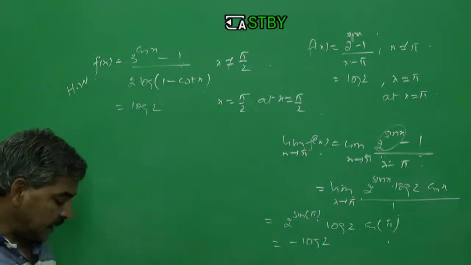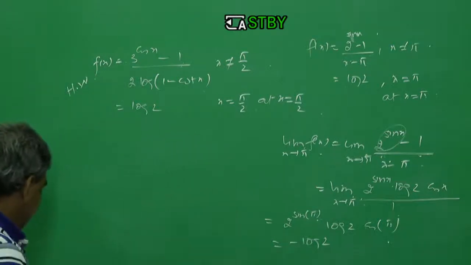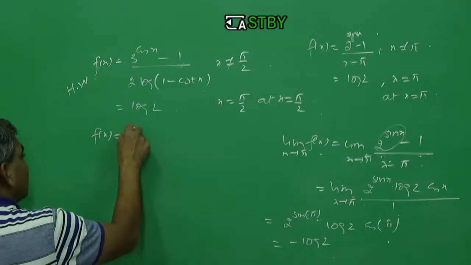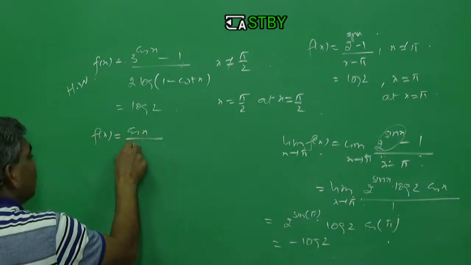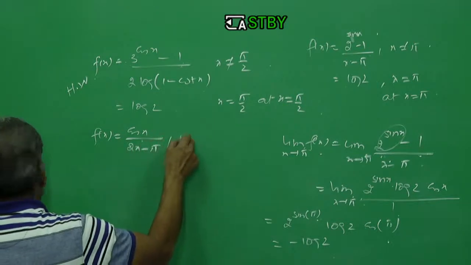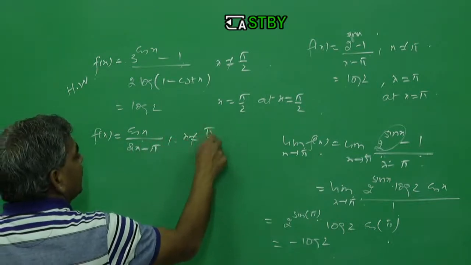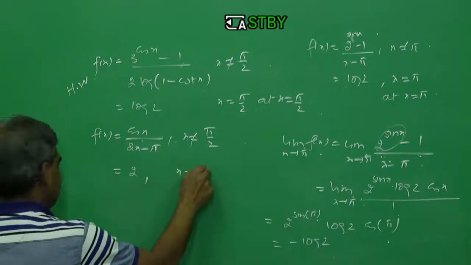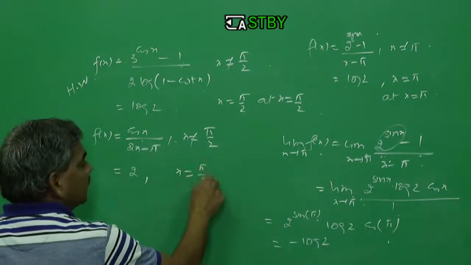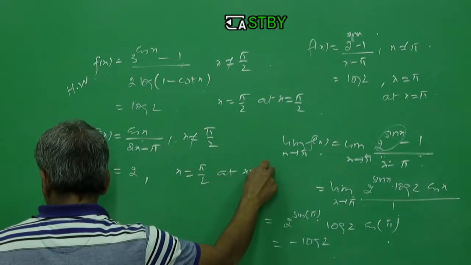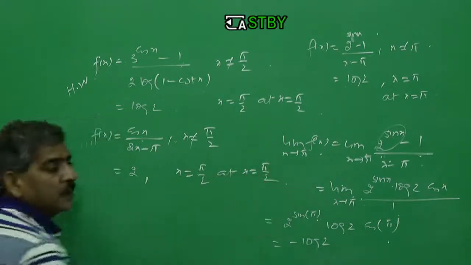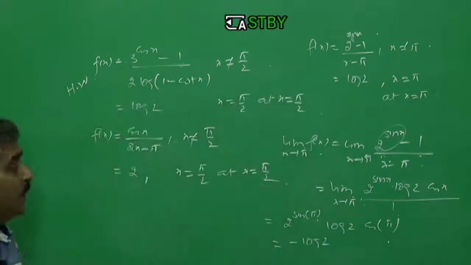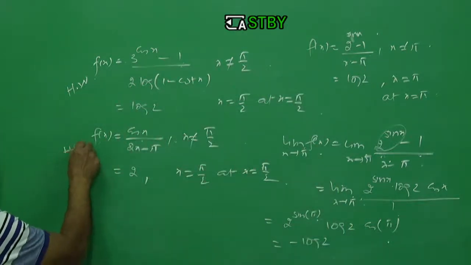Okay, next question, and one more simple example I give as homework. So f of x is equal to cos of x upon 2x minus pi, x is not equal to pi by 2, and this is equal to 2 if x is equal to pi by 2, at x is equal to pi by 2. Discuss the continuity of the function at x is equal to pi by 2. This is for homework. Okay.